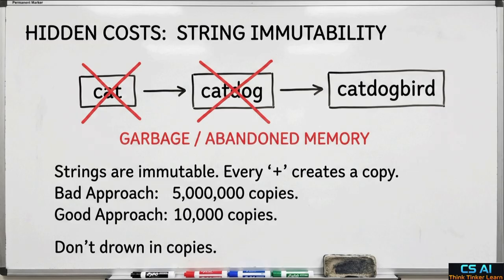This old string becomes garbage, abandoned memory that the system has to clean up later. Imagine building a large string from many small pieces. A bad approach, using plus in a loop, could create millions of temporary copies. A good approach, like using a list and the join method, might only create a few thousand. The lesson here is critical: don't drown in copies. Be aware of the hidden cost of your operations.